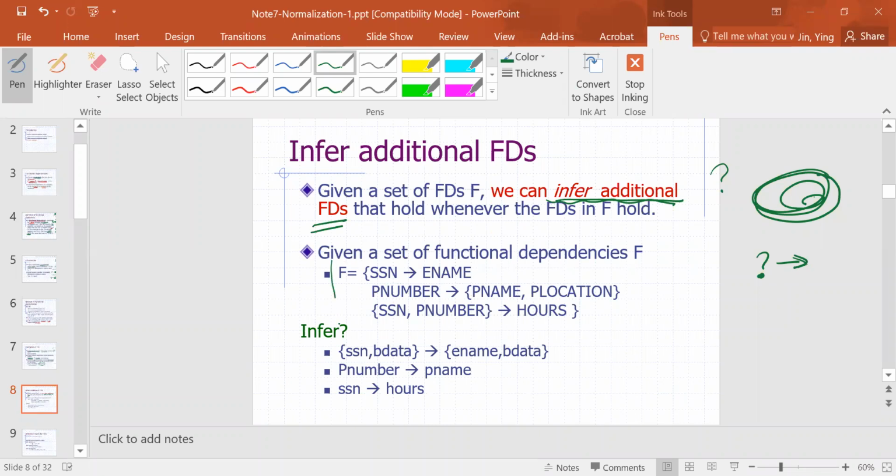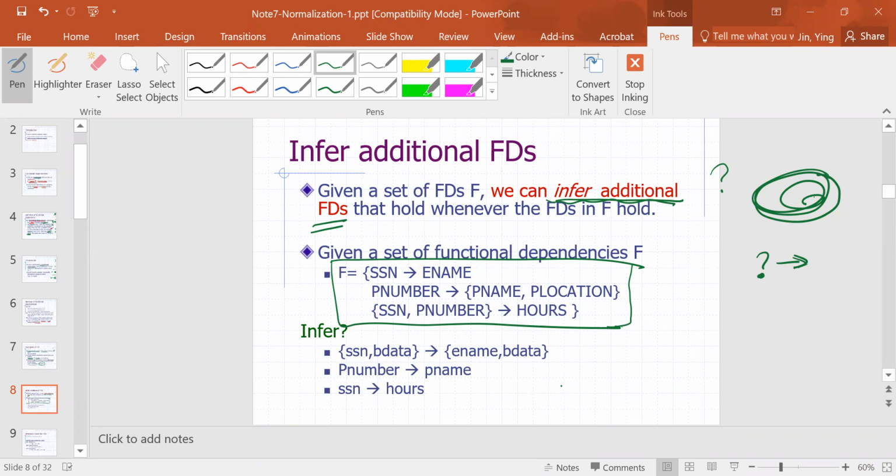So for example, if I have a set of functional dependencies like this one, say when I read the requirements, I found out I have the following functional dependencies here.